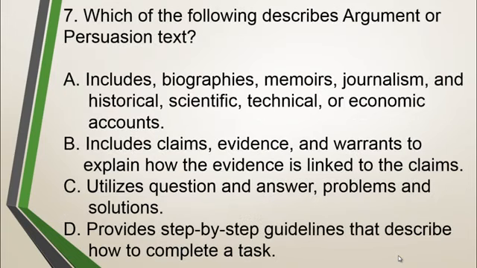7. Which of the following describes argument or persuasion text? A. Includes biographies, memoirs, journalism, and historical, scientific, technical, or economic accounts. B. Includes claims, evidence, and warrants to explain how the evidence is linked to the claims. C. Utilizes question and answer, problems and solutions. D. Provides step-by-step guidelines that describe how to complete a task.